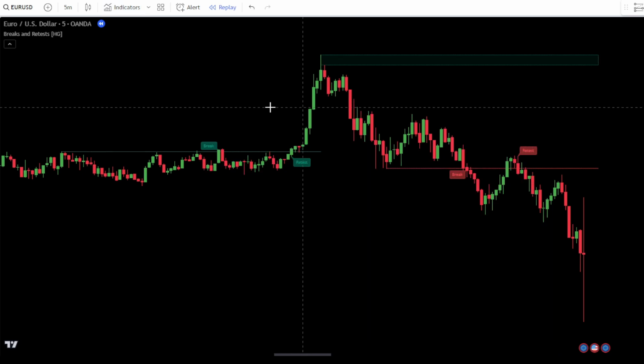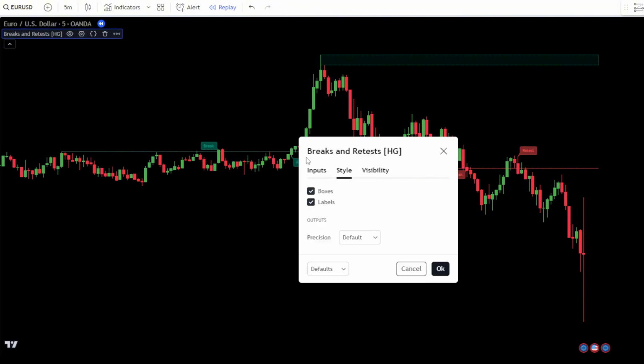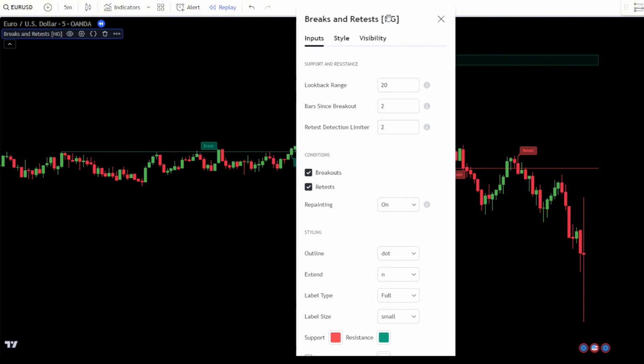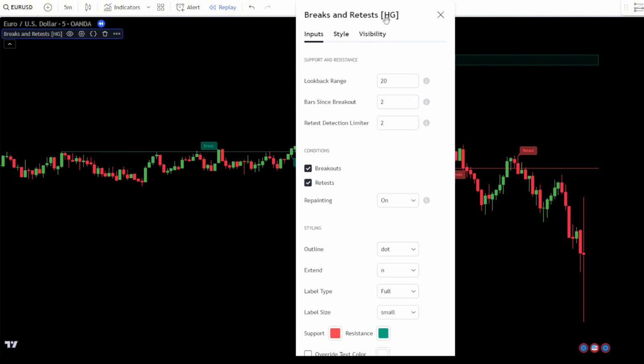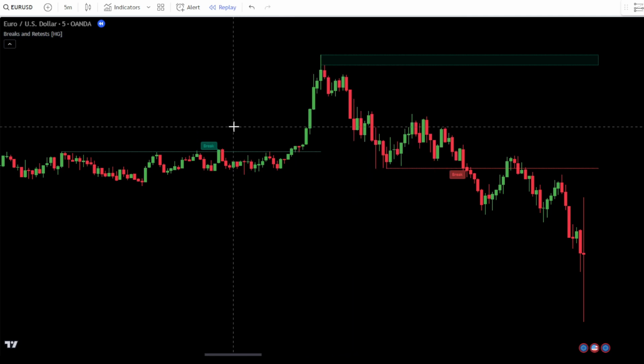Next, make some adjustments to the Support Resistance with Break and Retest indicator. In the Input tab, uncheck the Retest option. Then, go to the Repainting option and select Off Candle Confirmation. Once done, simply click OK to confirm the changes.